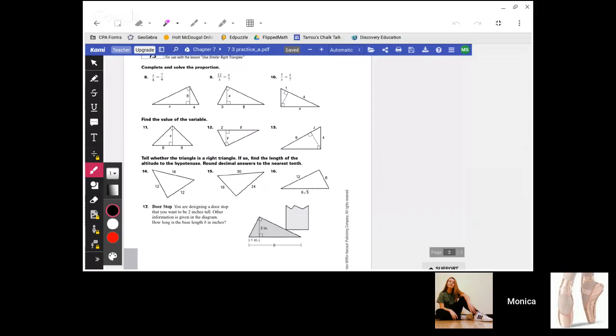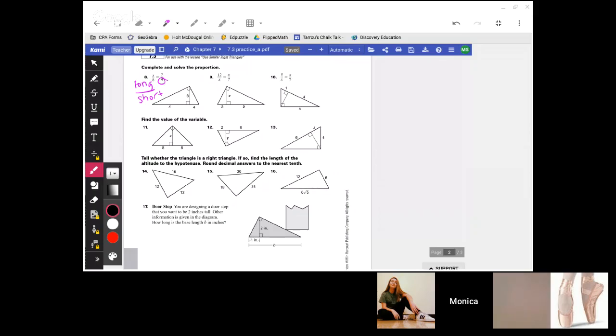So if we have long over short, then what triangle has 4 as the short leg? Big, medium, or small? Okay, the small. So if it has 4 as the short leg, then what's the long leg of that one? Yep. So that's what goes where the question mark is. Does that help make sense of it?